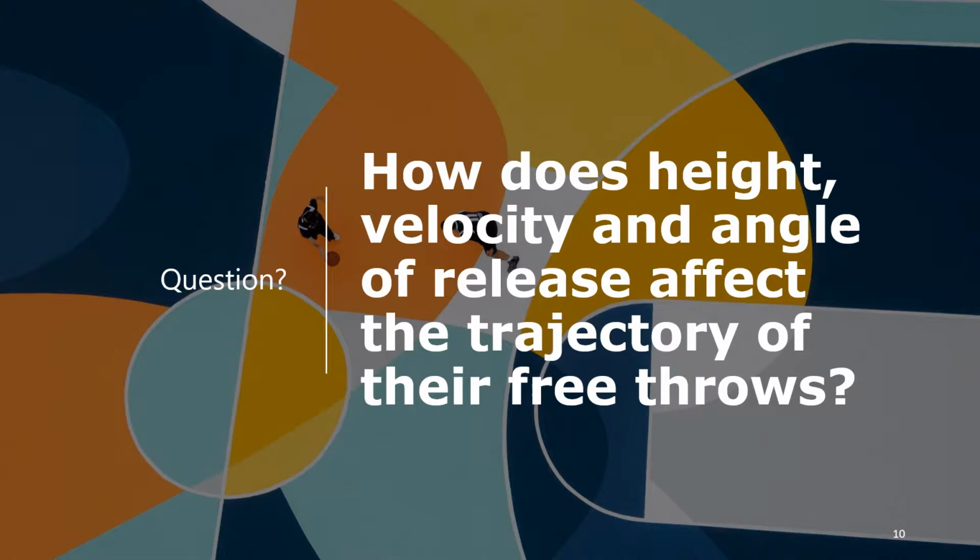Okay, so back to our initial question: how do height, velocity, and angle of release affect the trajectory of their free throws? Our initial hypothesis for this question was that Amanda was going to use more of her lower body because she needs more force to get the ball to the rim compared to Kevin Durant, who is taller and doesn't have to push the ball as far.